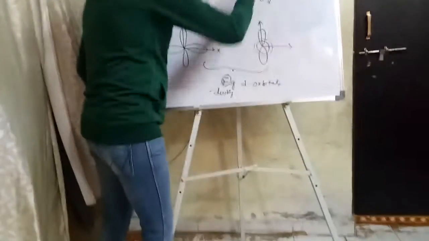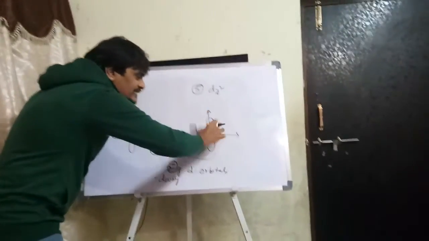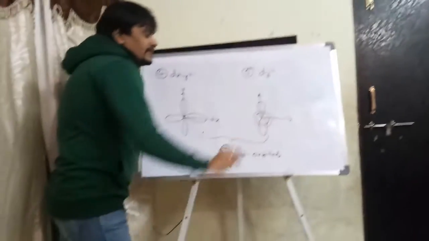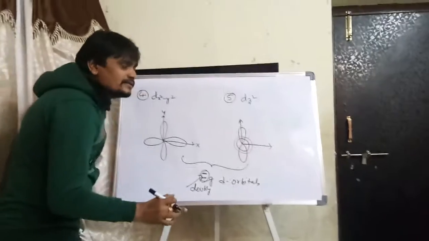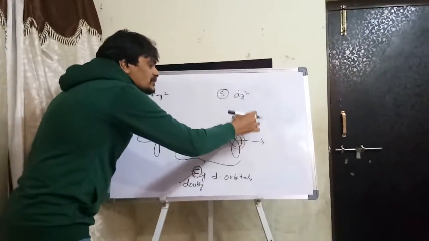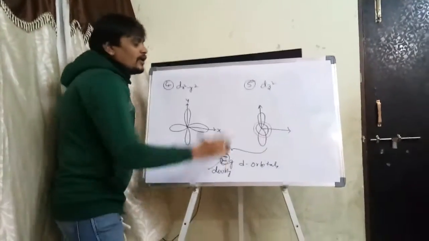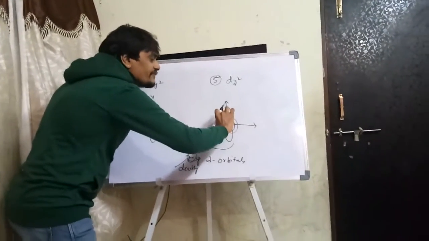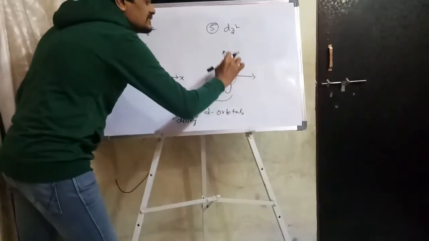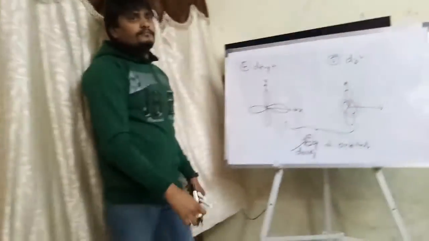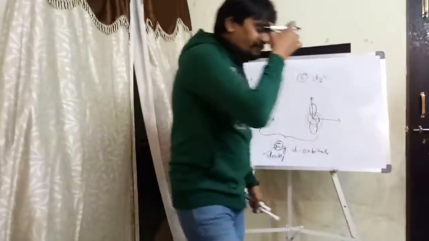Coming to dz square, the two lobes are sitting along the z axis. What does along the z axis mean? The electrons are sitting along the z axis. That is, the concentration of electrons along the z axis is more. Right? So this is about the Eg d orbitals.